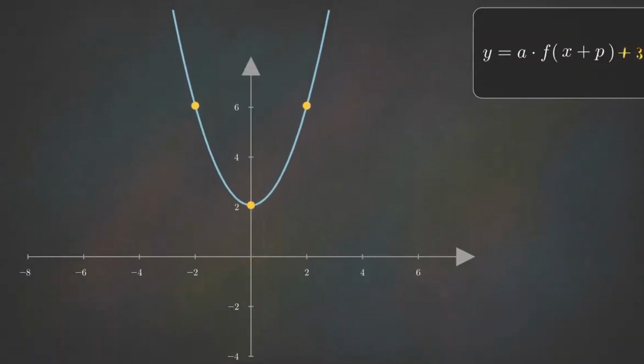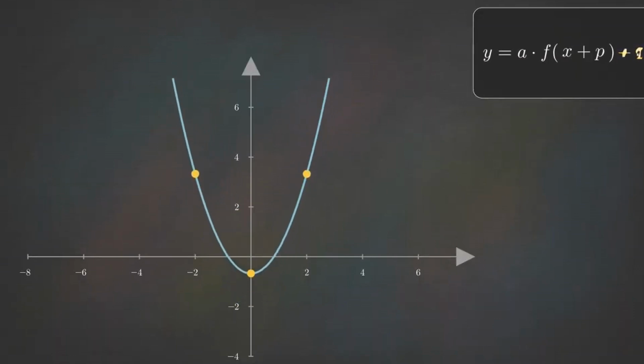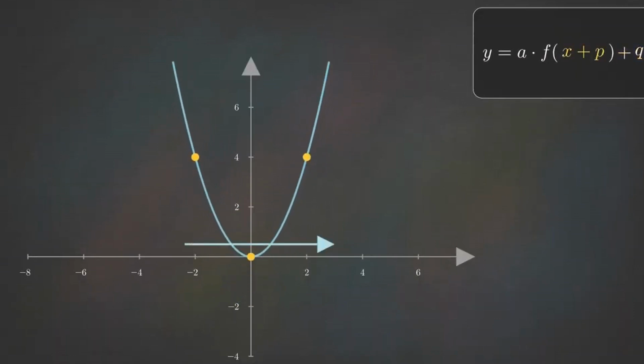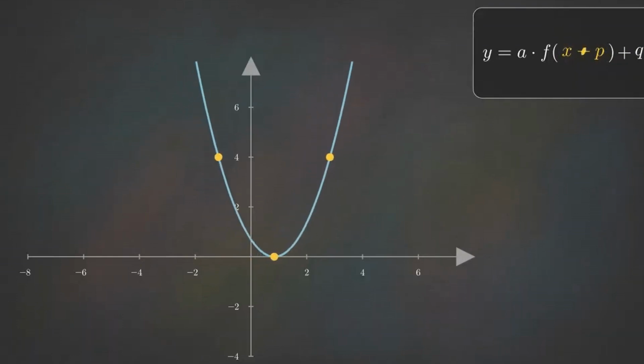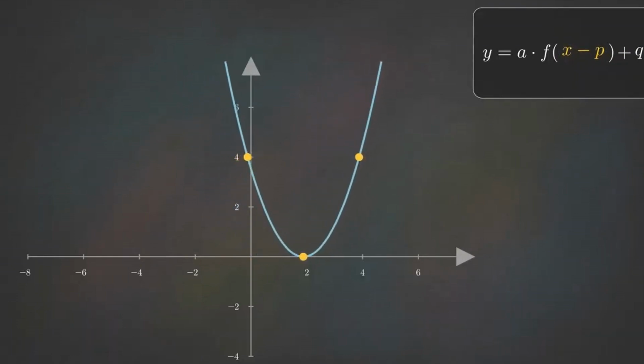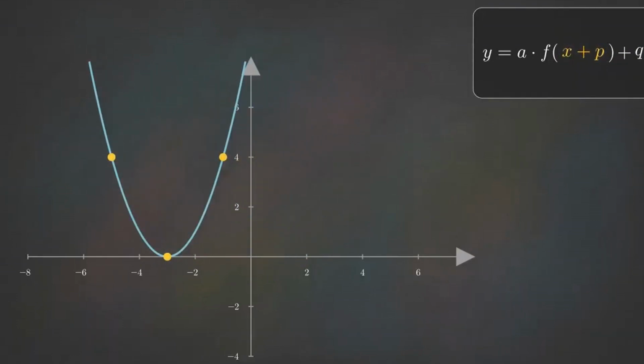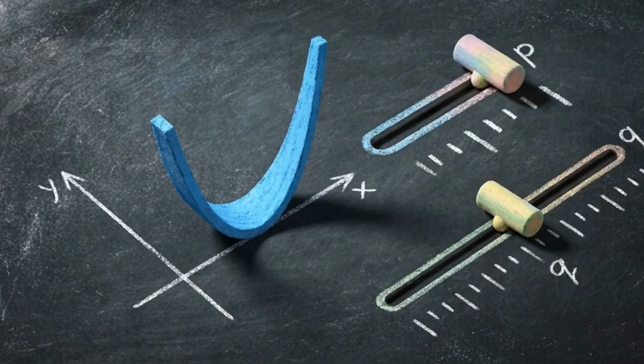Inside the function, the p parameter acts as our horizontal slider. This is where the math can feel counterintuitive. To move a graph to the right, we have to delay the input. That means an operation of x minus p shifts the graph to the right, and x plus p shifts it to the left. Mastering these two sliders gives you absolute control over a function's position.